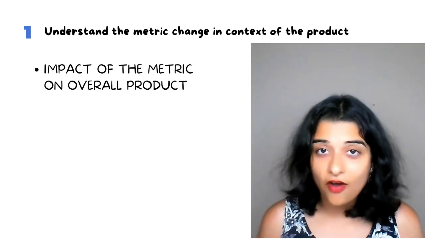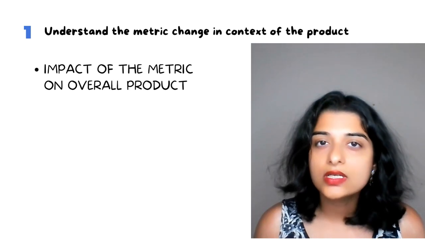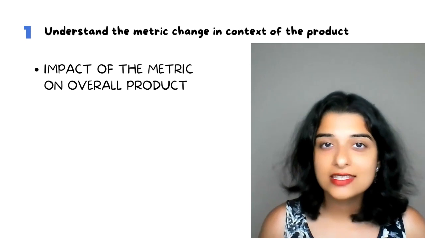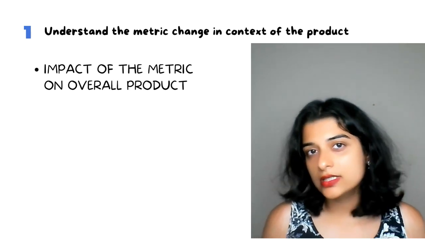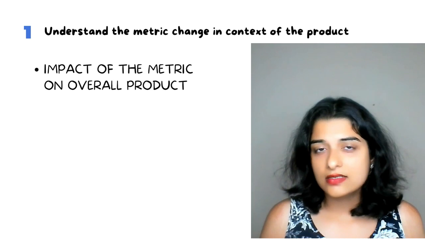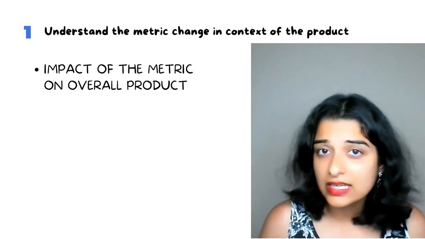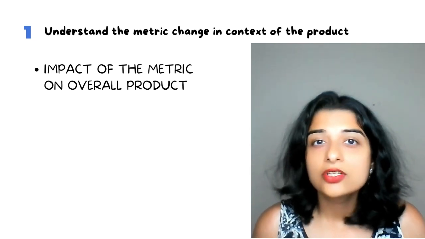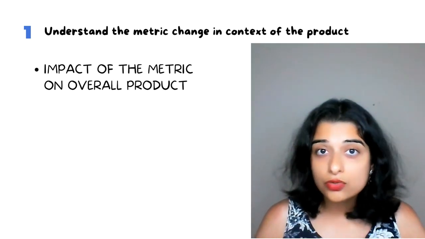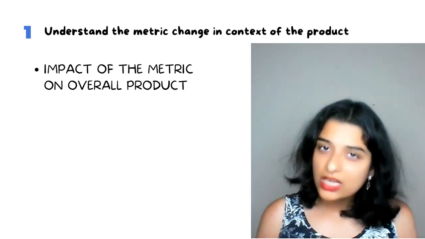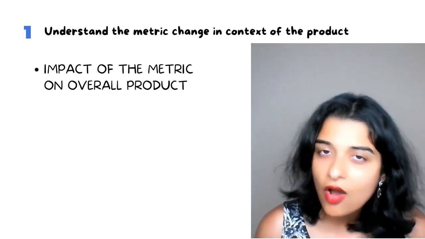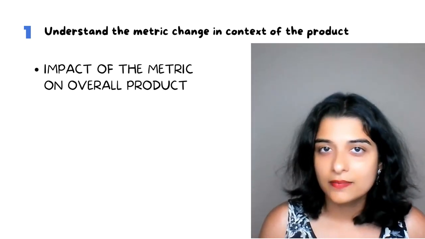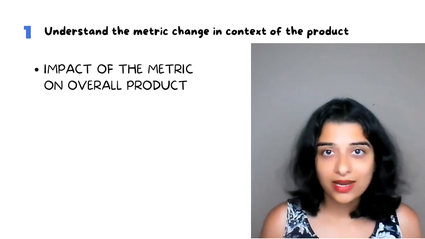The second part of this step is thinking about the impact of the change on the overall product. For this, try to think about the product's North Star metric and how this given metric is related to the North Star metric, or maybe it is the North Star metric. Doing this step is going to help you assess whether the change in the metric is certainly bad or it looks bad on the surface but may not be actually bad. Let me give you an example to explain what I mean by this.